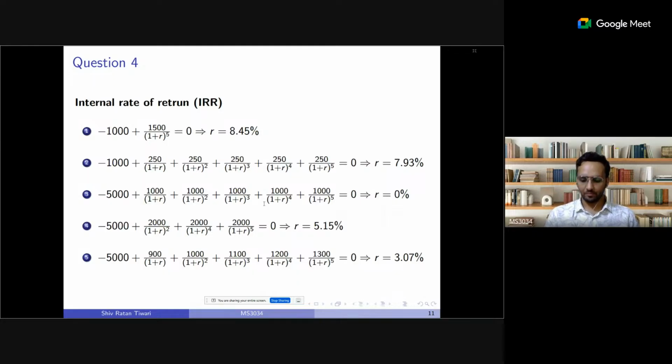But if the other case is where I have changes in the signs, for example I pay a cost now, then I pay a cost after 5 years, then after 10 years, and in between I get my cash flows, then in that case your answer may change in these two budgeting rules.